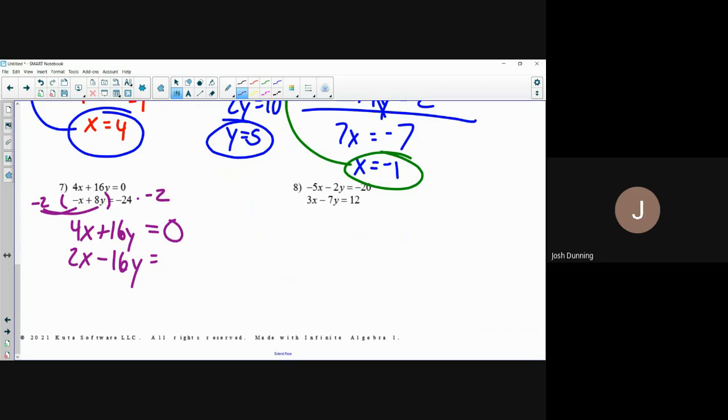Don't forget to multiply the other side. 24 times 2, 48, double negative makes it positive. There we go. I went probably, which would be the way I wouldn't do it, just to demonstrate here. You can do it either way. Now my 16y's cancel. 6x equals 48. 0 plus 48 is 48 divided by 6. X is 8.